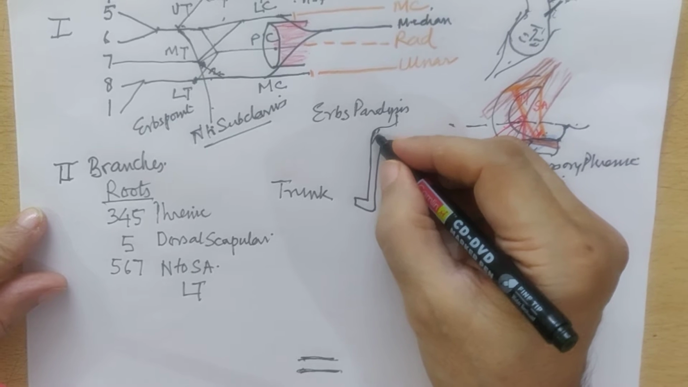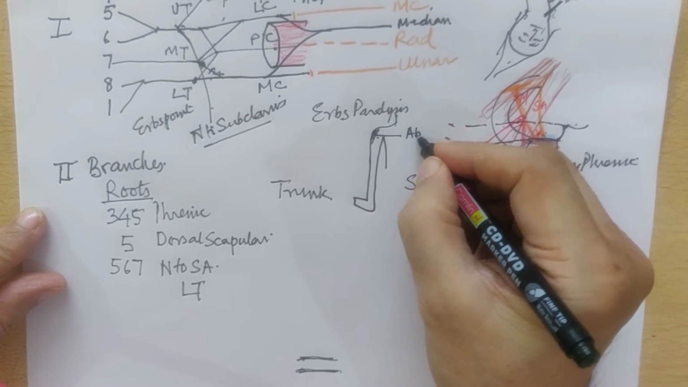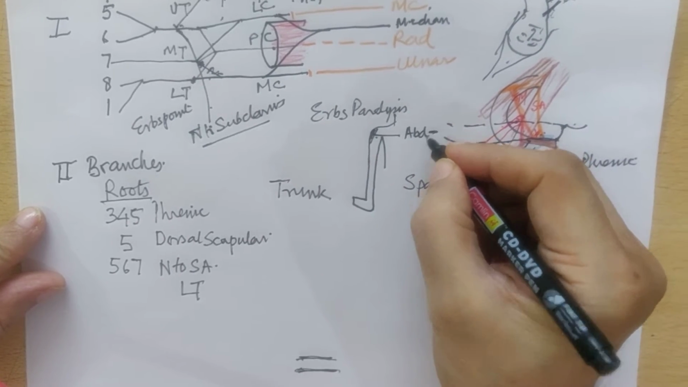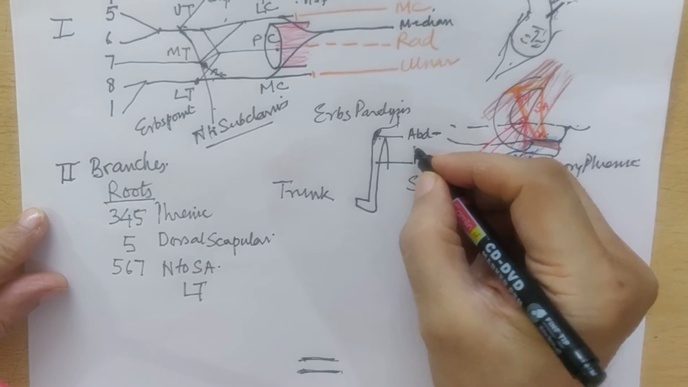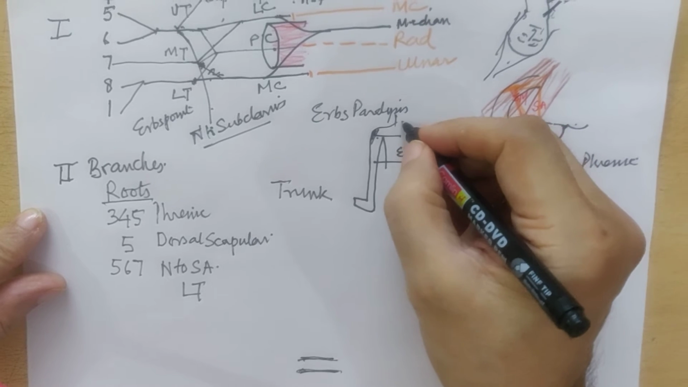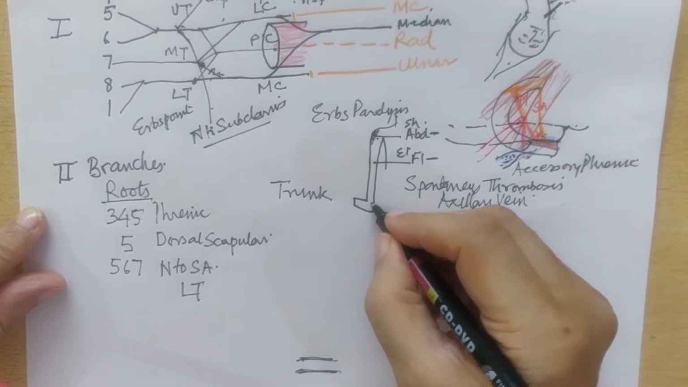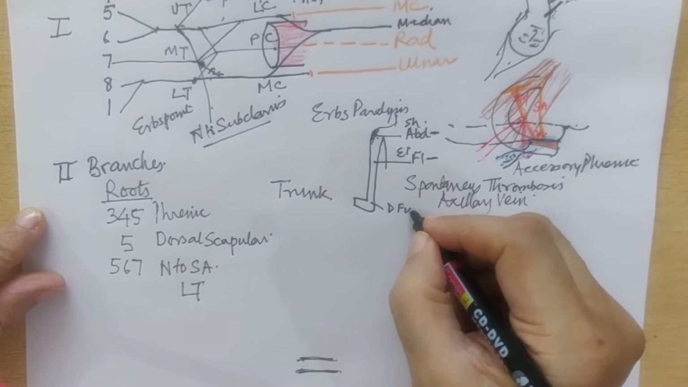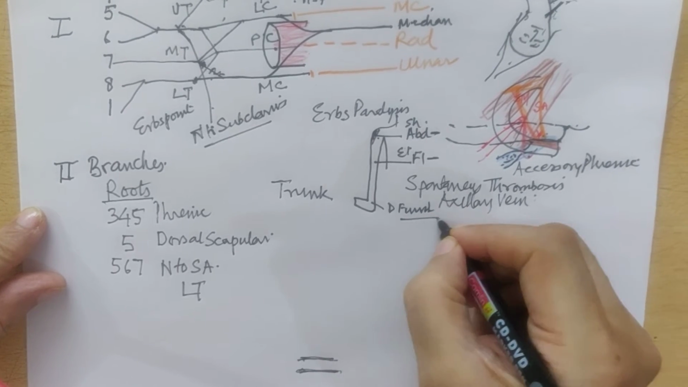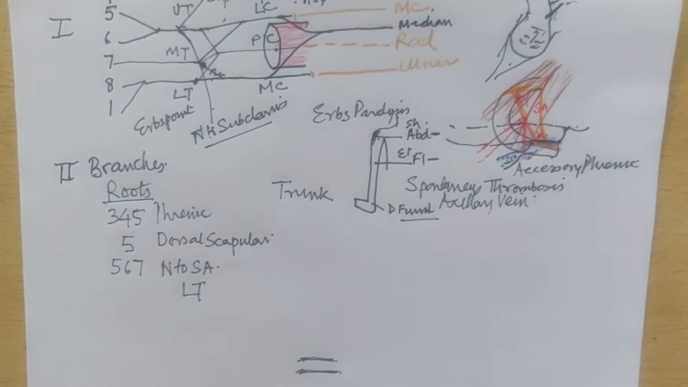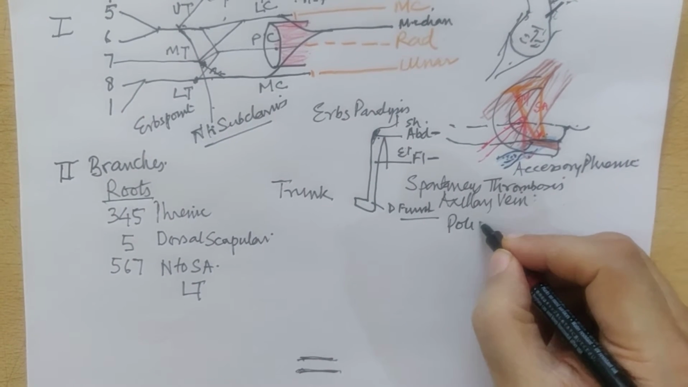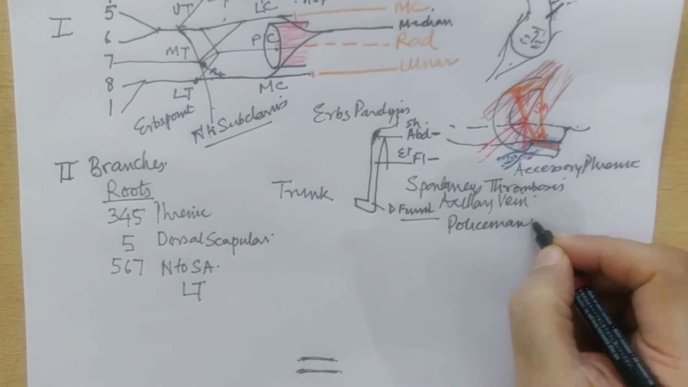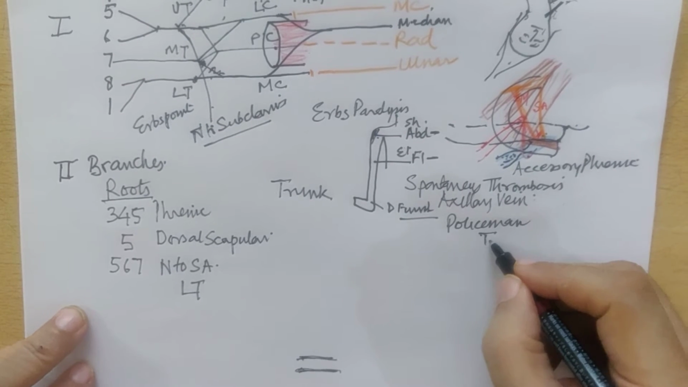The abductors of the shoulder are lost. The flexors of the elbow are lost. And dorsiflexors of the wrist are lost. So these are the features of the Erb's paralysis, and this is called the policeman tip-taking position.